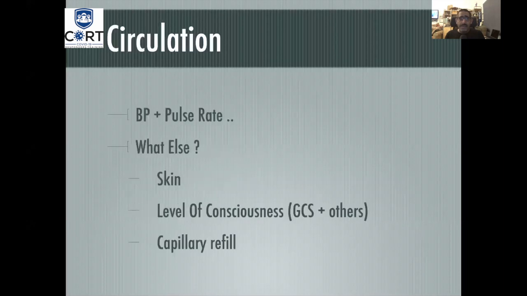Circulation. The best three things that can help us in assessing patient circulation are the skin color, the level of consciousness, and then the capillary refill. And then the BP and the pulse. The skin, the level of consciousness, and the capillary refill, in what way do they help us?